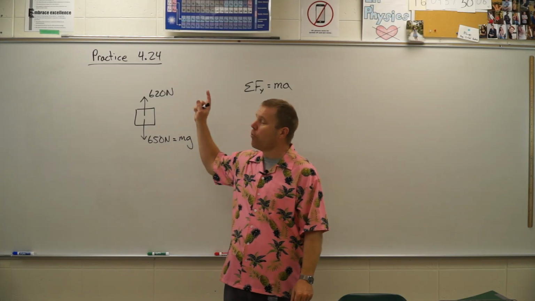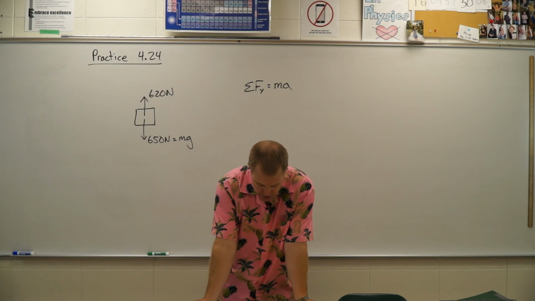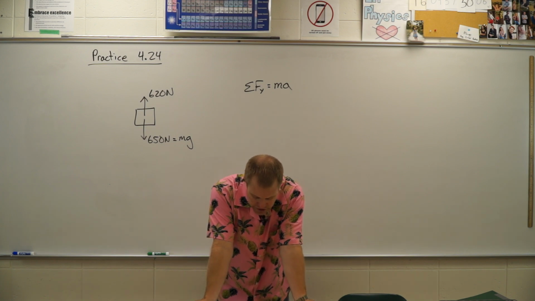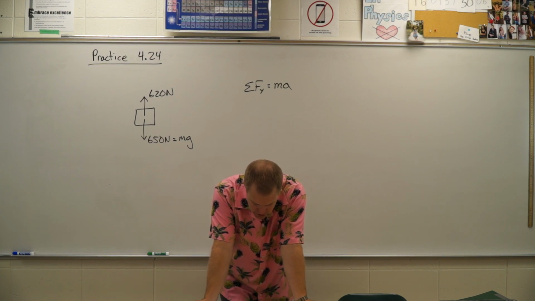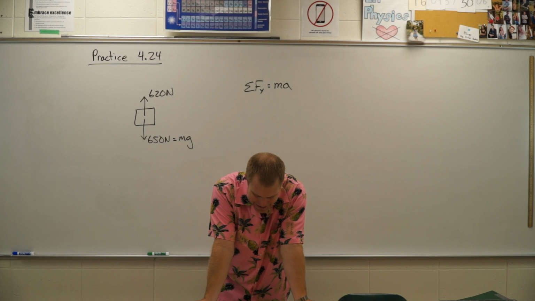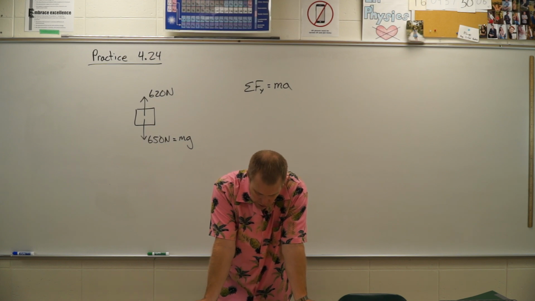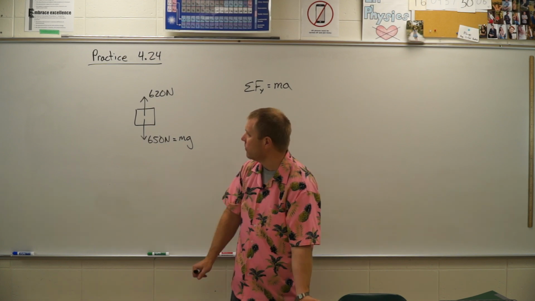You tried practice 4.24. It says the upward normal force exerted by the floor is 620 newtons on an elevator passenger who weighs 650 newtons. What are the reaction forces of those two forces? And is the passenger accelerating? If so, what are the magnitude and direction of the acceleration?